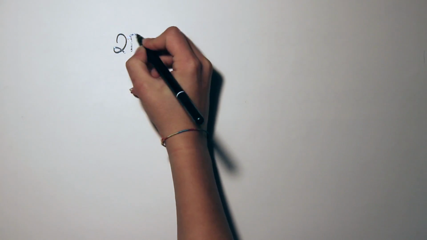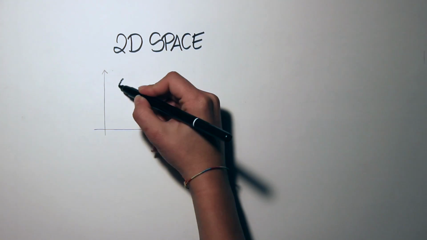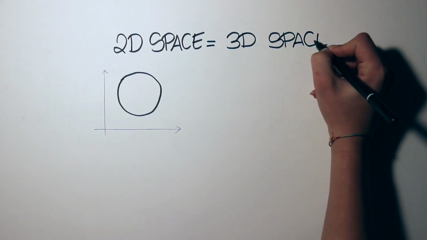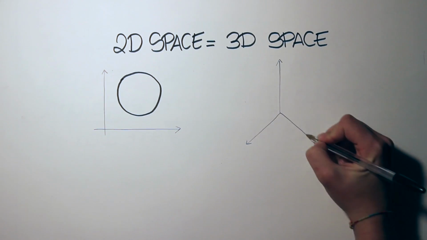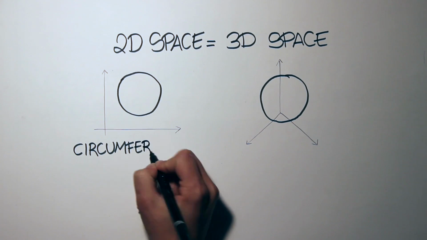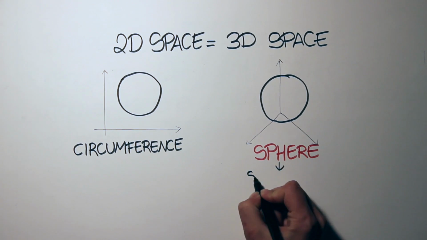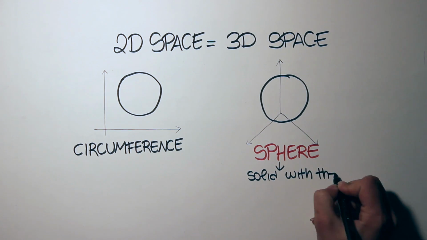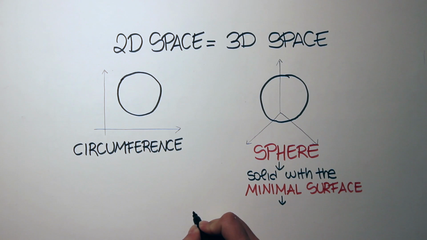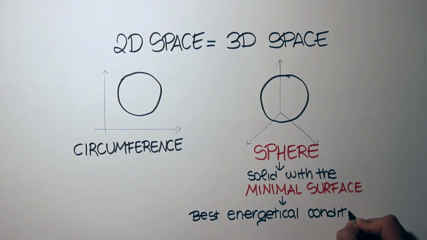The results we found for the d-dimensional space can be applied in the three-dimensional space. For a given volume, the solid with the minimal surface is the sphere. And I want to stress it is the best energetical condition the liquid film can reach.